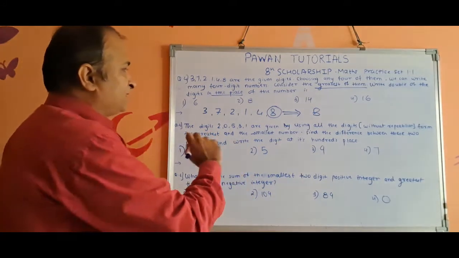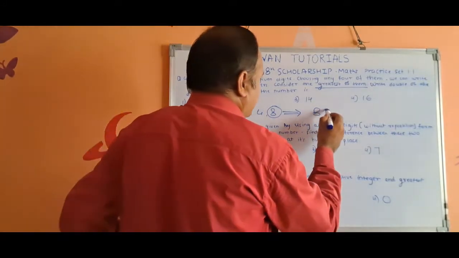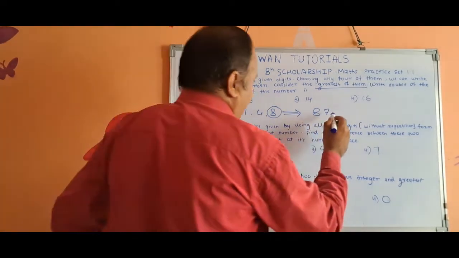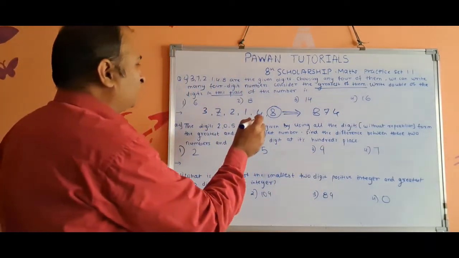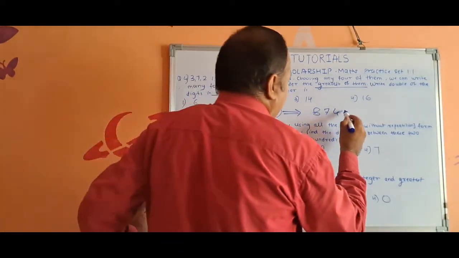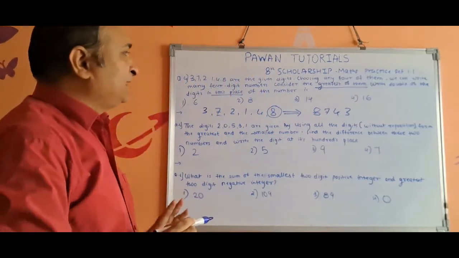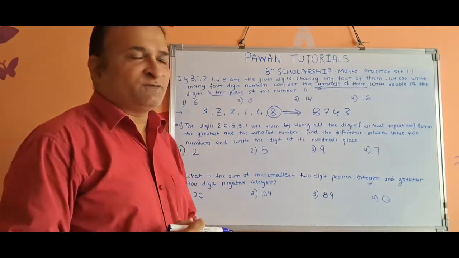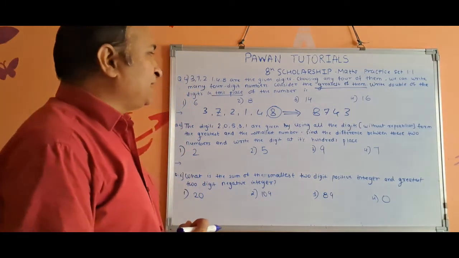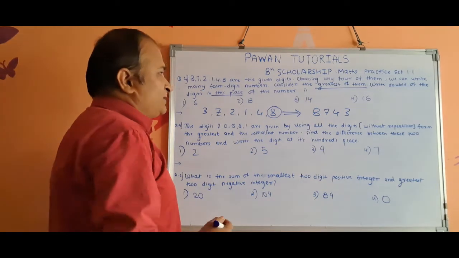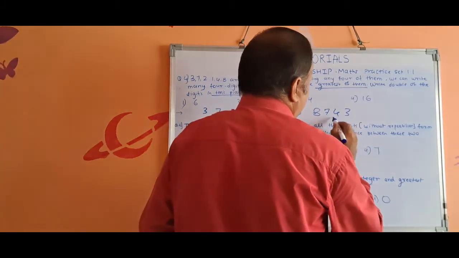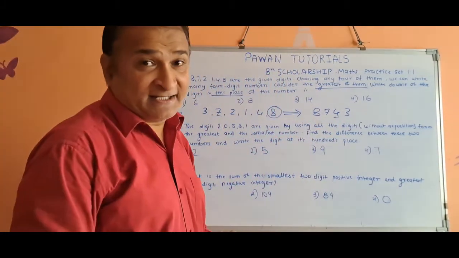After 8, the next number is 7. So let us write 7. After 7, the next number will be 4. So let me write 4. After 4, which number will come? Yes, it is 3. That's it. This is the greatest 4-digit number which we form with the help of the given numbers. Now tell me, what is the question? They have asked us to consider the tens place. At the tens place, digit 4 is there.